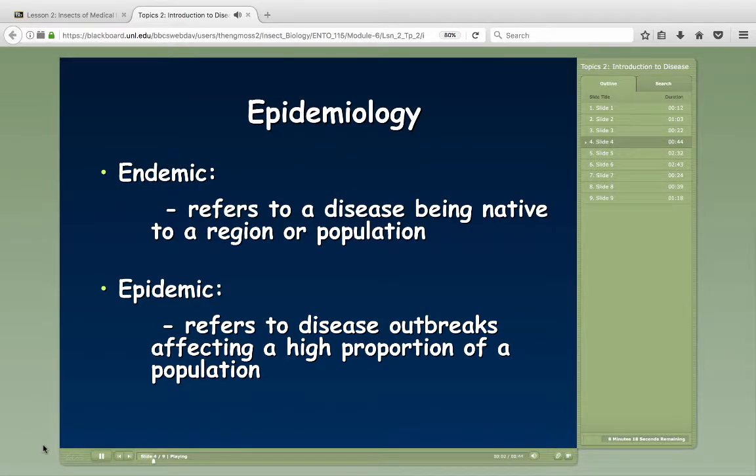A couple other terms related to epidemiology that would be important to know is an endemic. And this refers to a disease being native to a region or a population. An epidemic refers to a disease outbreak affecting a high proportion of the population. And so we would say that in many parts of the world, malaria is endemic and it's also an epidemic, okay? Because it's native to that region and there's a high proportion of the population that is affected by that particular disease. Now, when we talk about the endemic, malaria was endemic at one point in time to the United States. We're very fortunate to have this disease eradicated at this point in time.